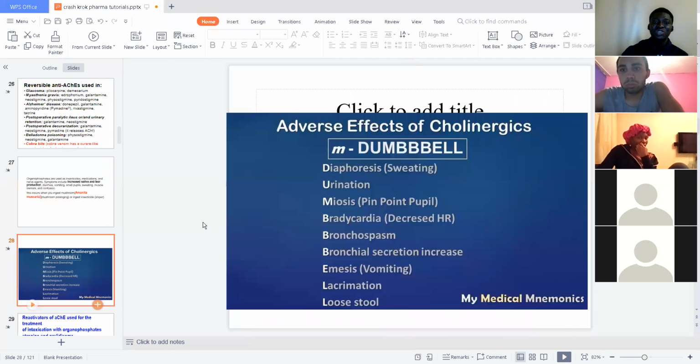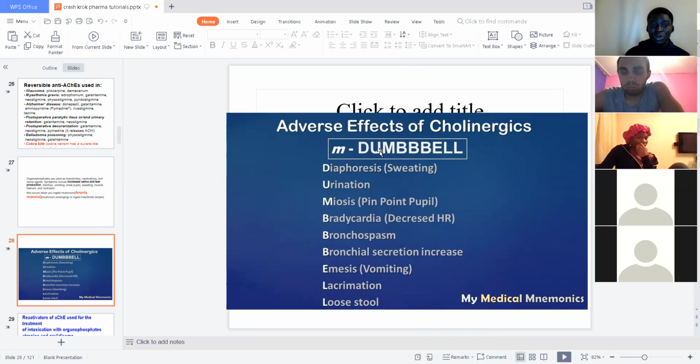When you think about the effect of the drug, I want you to look at this table. This drug is going to increase the parasympathetic effects. It's going to cause sweating, urination, and miosis. What is miosis? Miosis is constriction of the pupil. Then it's going to cause bradycardia, slowing down the heart rate, and then lacrimation and loose stool.